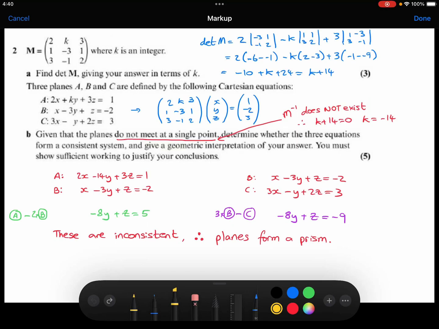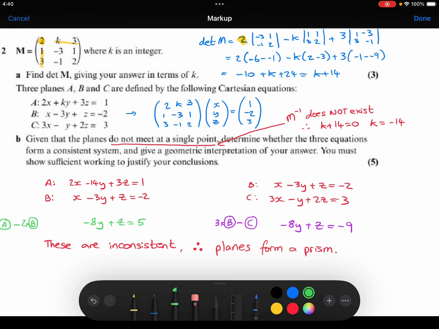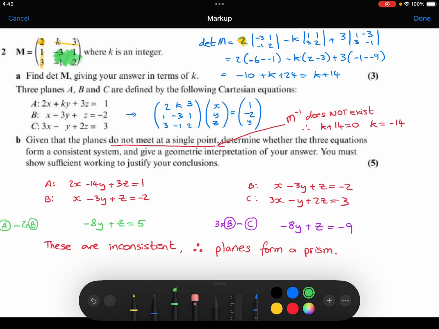Find the determinant of matrix M. I have done 2 multiplied by the determinant of the matrix -3, 1, -1, 2. And then I have done minus k times the determinant of the matrix 1, 1, 3, 2.